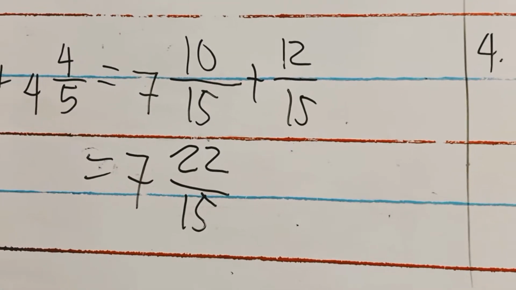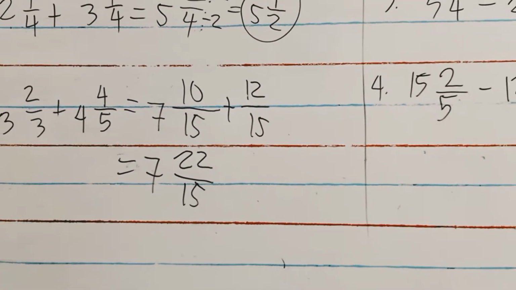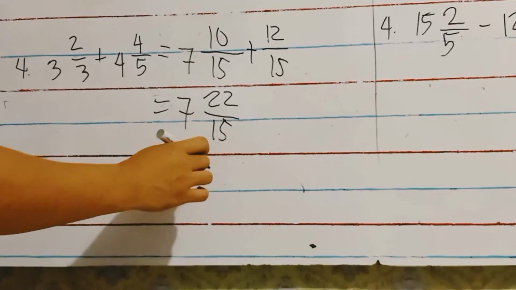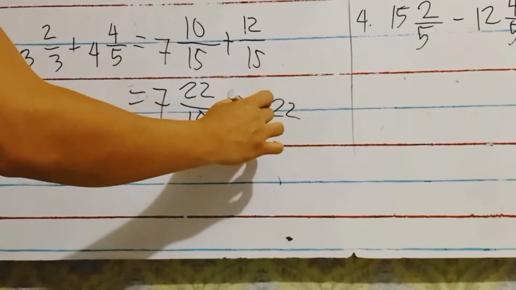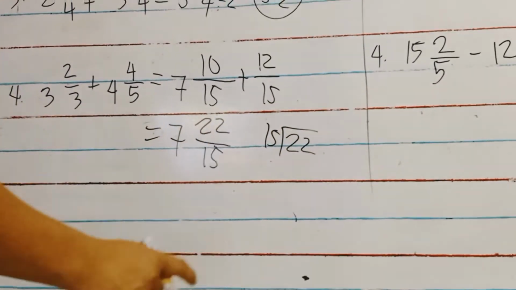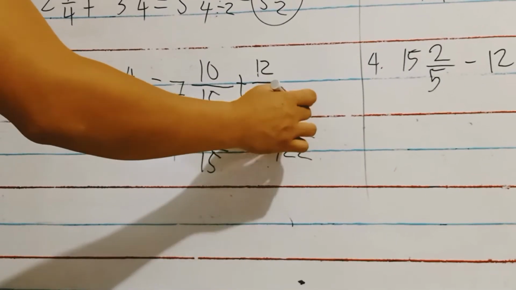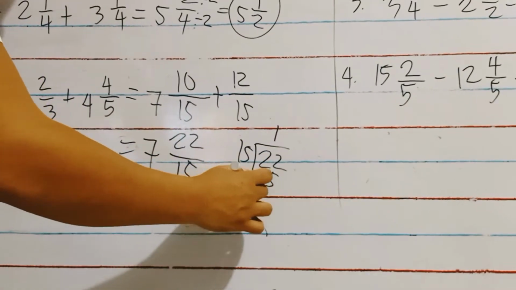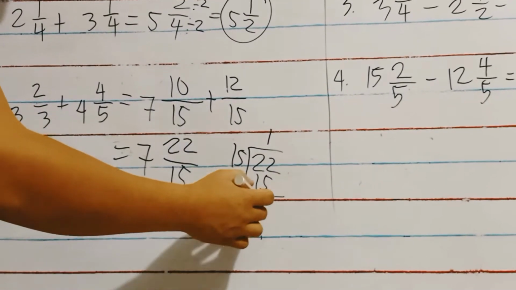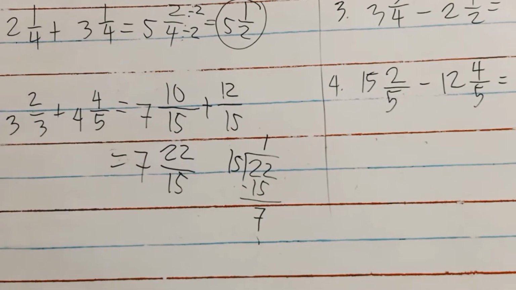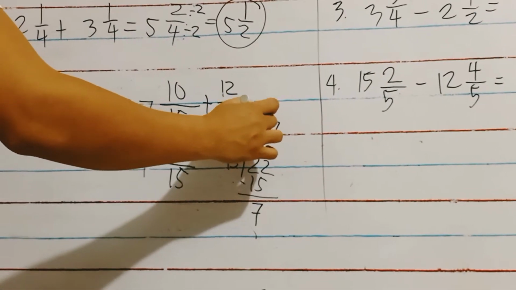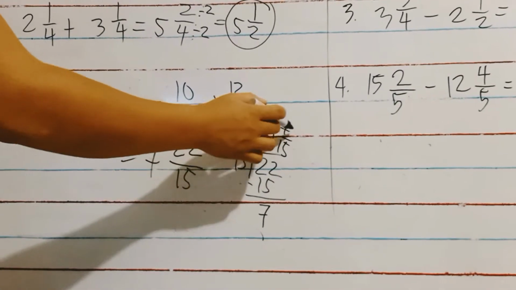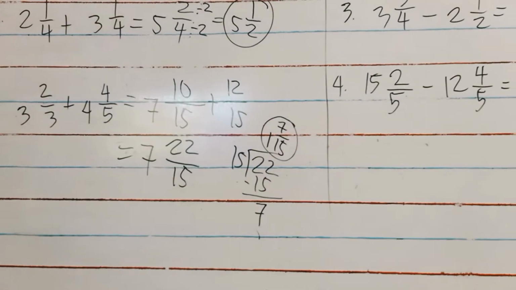Improper. So, sabi nga natin, ang improper, pwede siyang gawing mix. So, paano? I-divide lang natin si 22 divided by 15 para maging mix. Ilang 15 sa 22? Mayroon siyang isa. 1 times 15 is 15. Then, subtract. 22 minus 15 is 7. So, kunin natin si 7, tapos copy si 15. Therefore, ang 22/15 ay parehas lang sa 1 and 7/15.